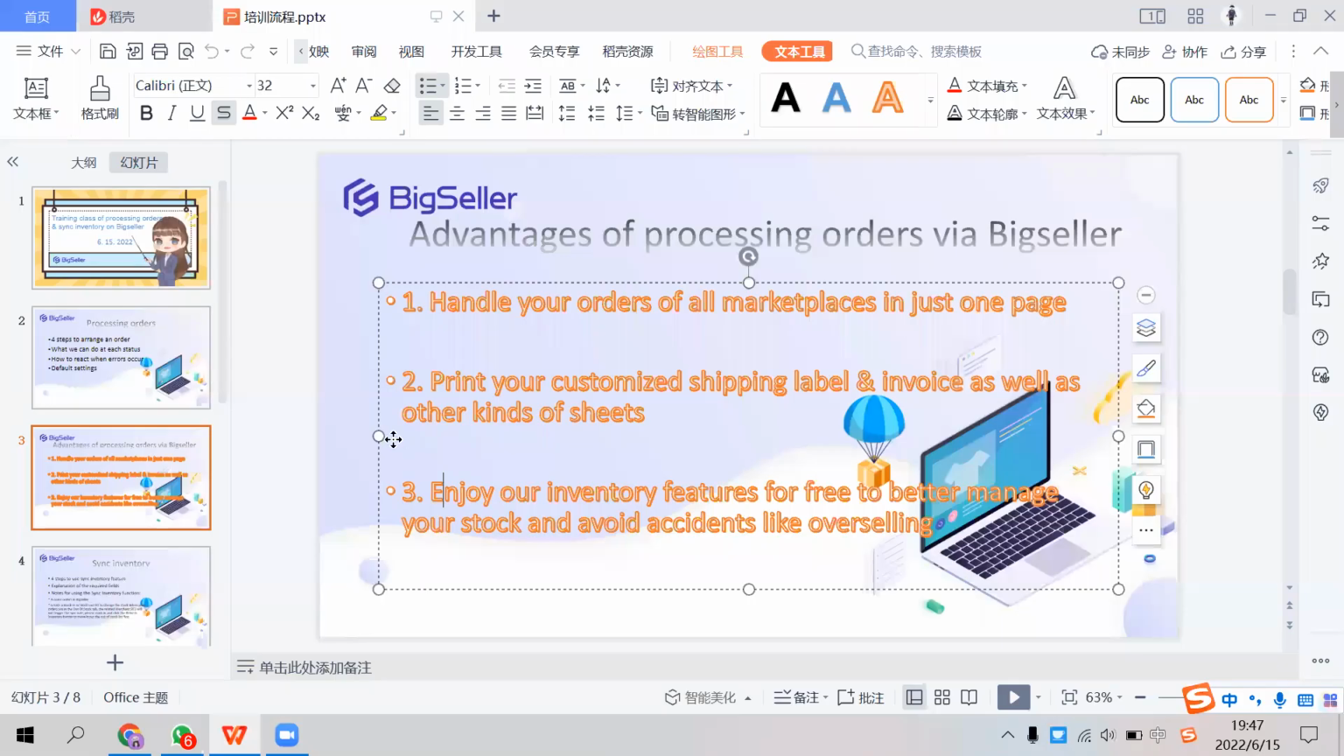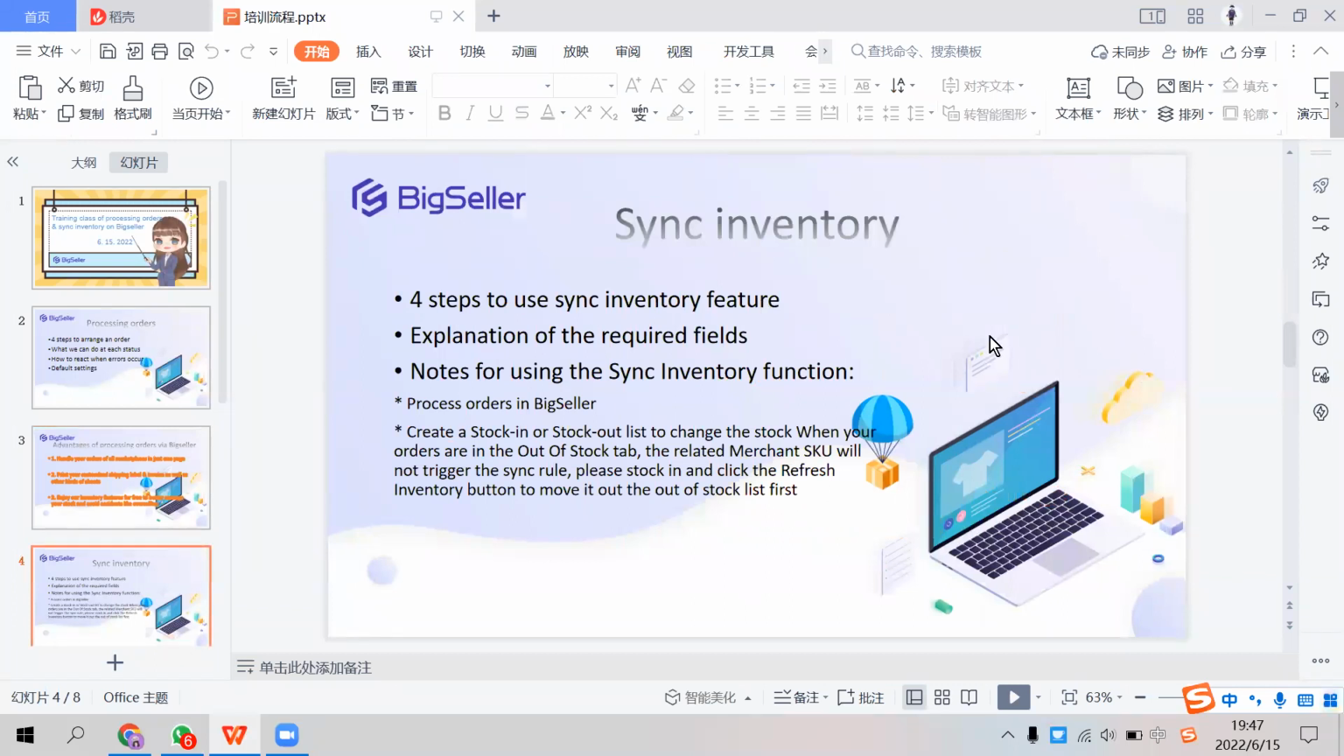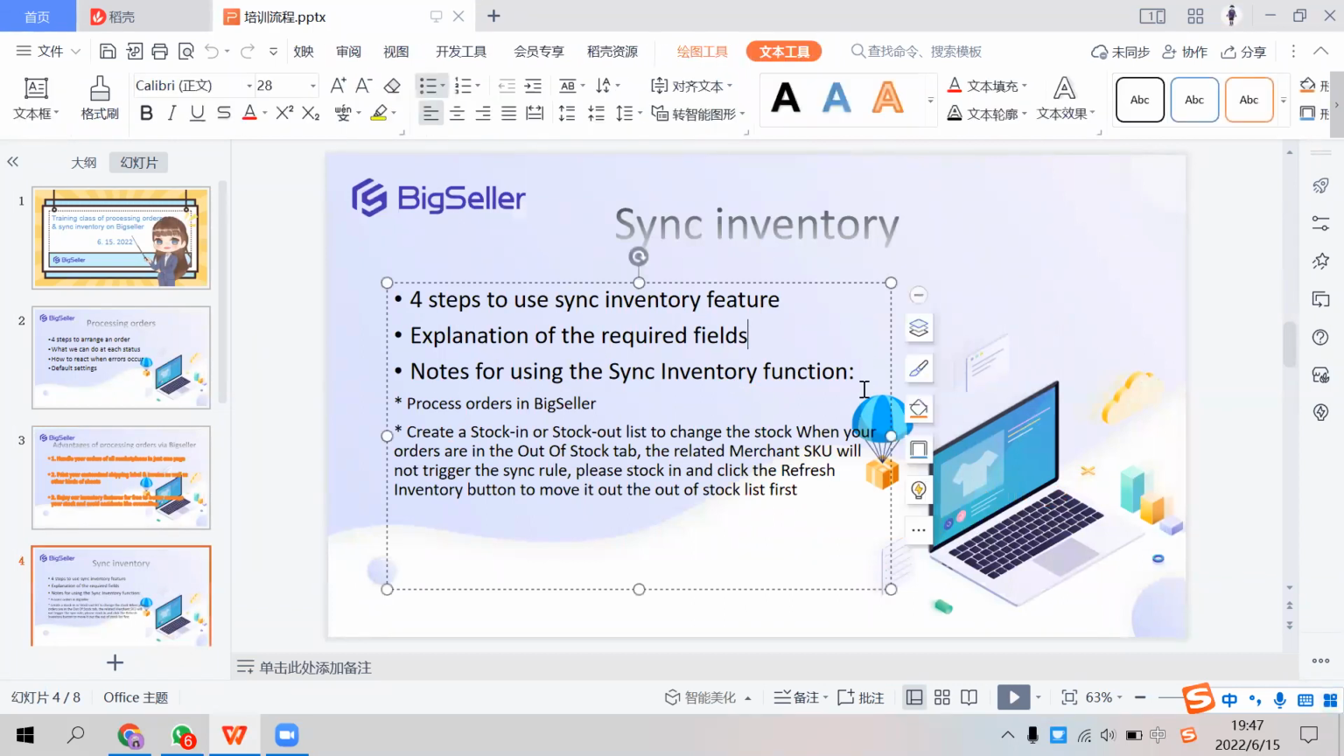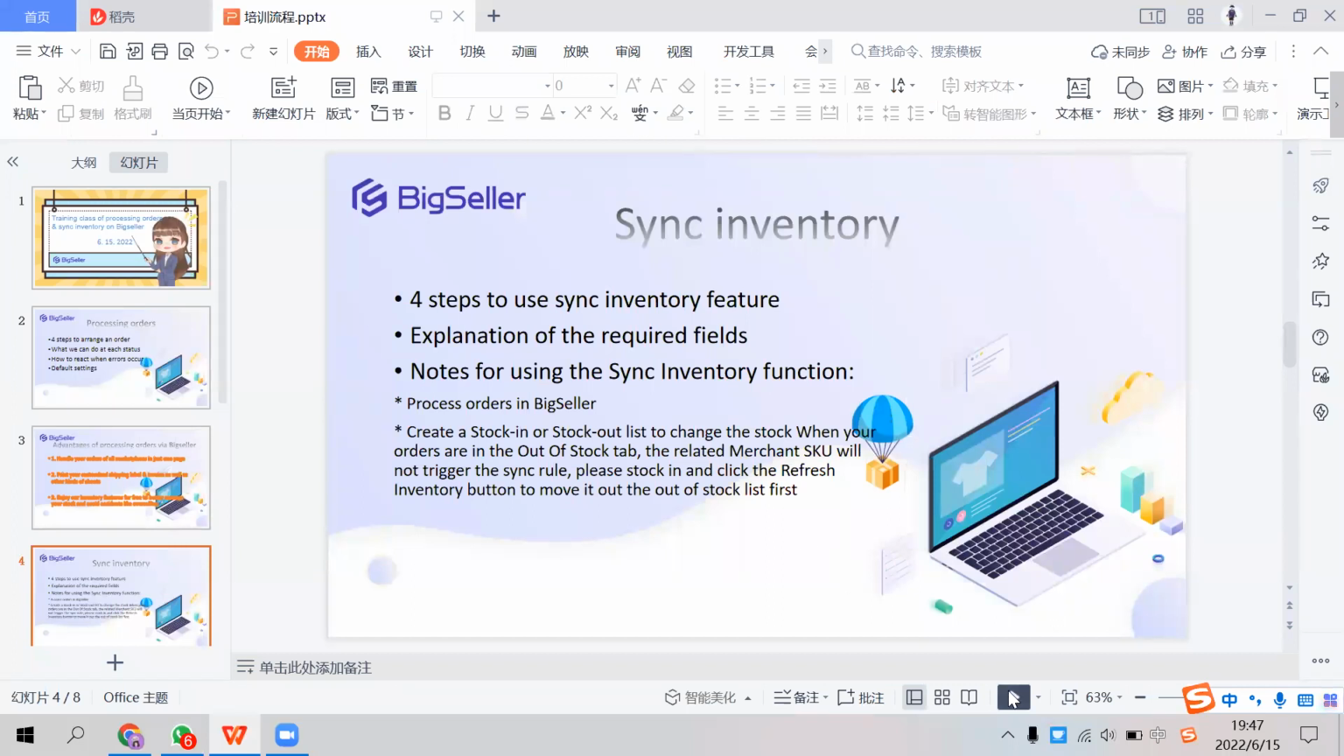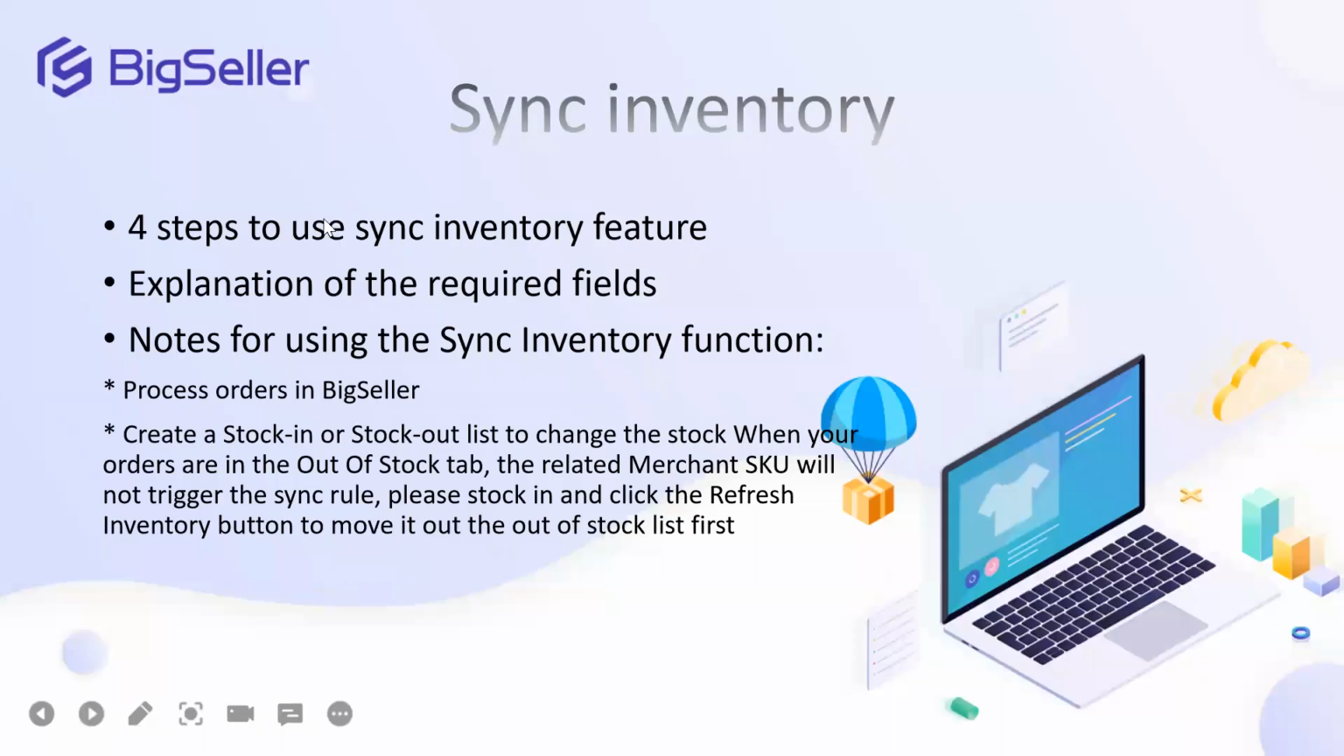So next part, sync inventory. Okay, sync inventory. We also have 4 steps to use our sync inventory feature, and I'm going to explain some required fields, and we have notes of using the sync inventory function. The first one is if you enable the inventory features on Bigseller, you need to process orders on Bigseller. Otherwise, the stock will go wrong. Okay, I will explain this later.